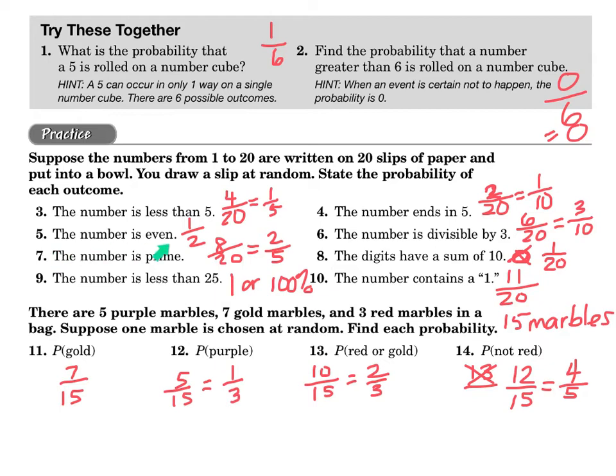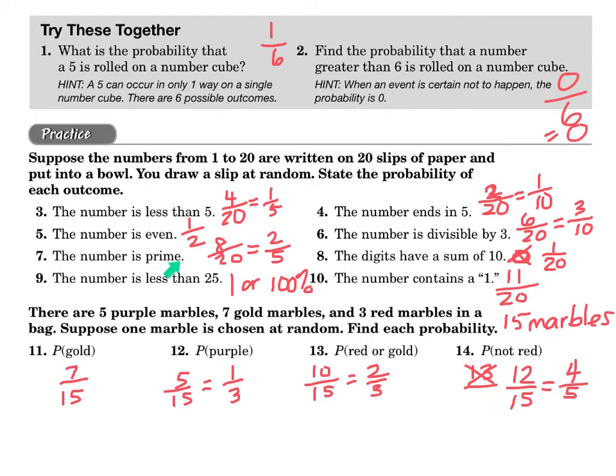The number is even. From 1 to 20, half of those are going to be odd and half are going to be even. So 1/2, or 50% if we're going to continue with the percents. For this one, the number is divisible by 3. Well, we counted that up: 3, 6, 9, 12, 15, 18. So that's 6 possibilities out of 20, or 3/10 or 30%.